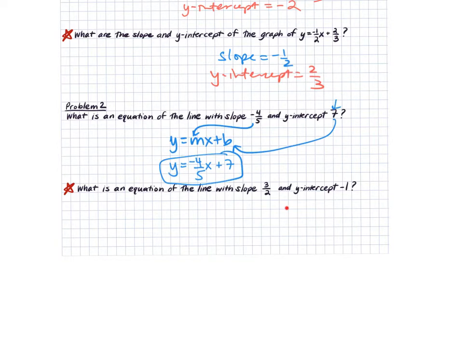Okay, so here, write your own. Here's the slope, here's the y-intercept. Press pause, write it down yourself, and then check back for the answer. Okay, hopefully you got y equals 3 over 2 x minus 1. We just plug in the 3 over 2, times the x, and then it's a minus 1 since the y-intercept is negative.